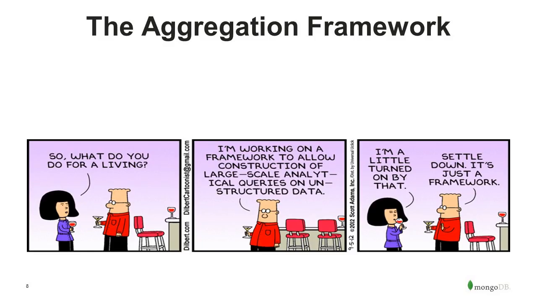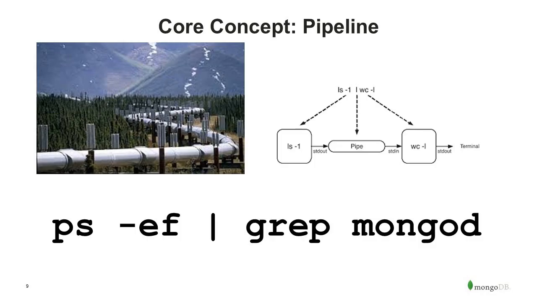So this little cartoon does a good job at a meta level of describing the aggregation framework, because in the end it is just a framework. It is a set of functions, operators, and features within MongoDB that you can leverage to run complicated queries that do things like group and count and things like that. But it doesn't really do anything unless you program it to do it. So we're going to start with looking at the core concept of the design of the aggregation framework. And that is actually really simple.